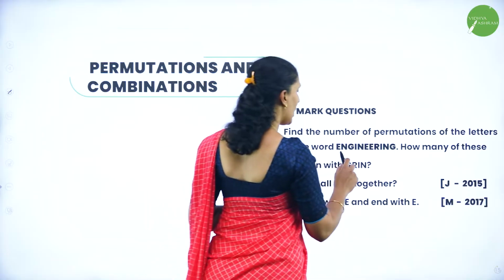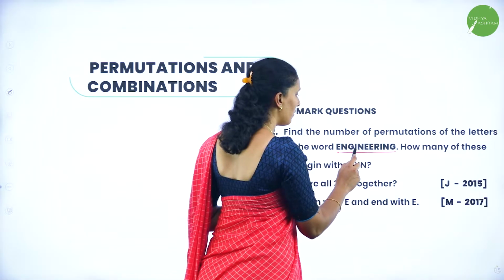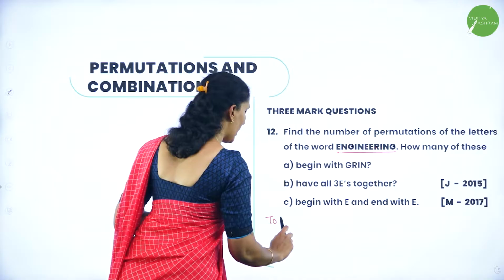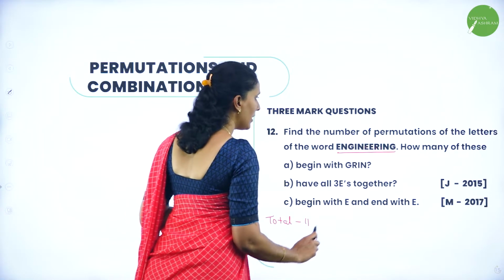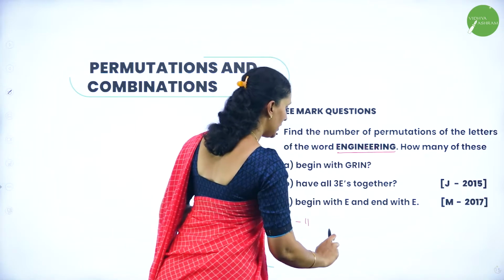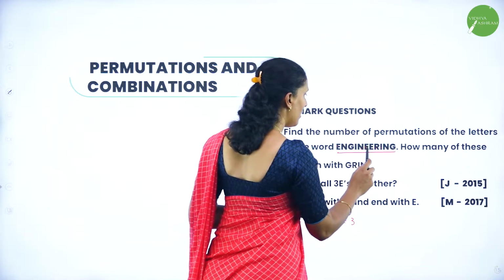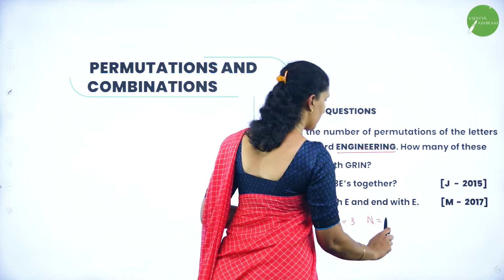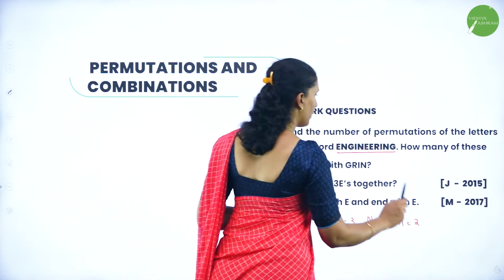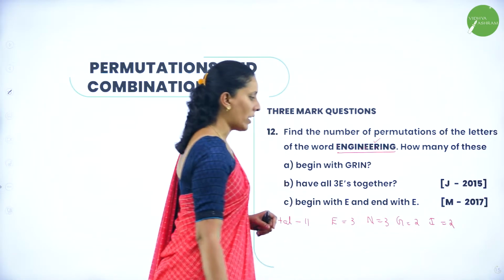First, let us see how many letters are there in the word engineering. So we have 1, 2, 3, 4, 5, 6, 7, 8, 9, 10, 11. So total 11 letters we have. And if you have any letters which are repeating, count them. We have E 3 times. Next we have N 3 times. Next we have G 2 times. Next we have I 2 times. And we have R 1 time.